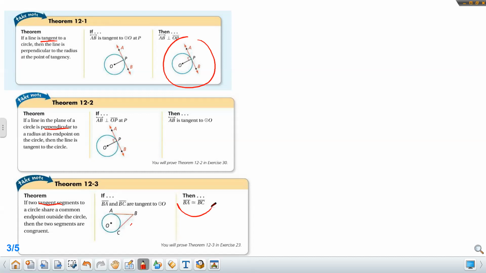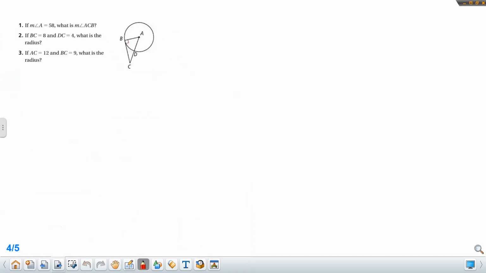Okay, let's go to some exercises on what you studied. Number 1. This figure is a circle that has a tangent and radius. How to find the measure of angle ACB, if you know that angle A equals 58.